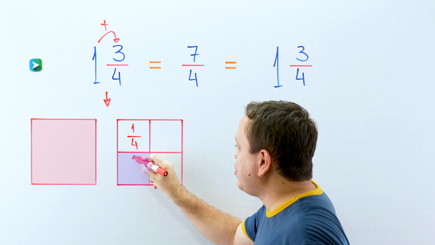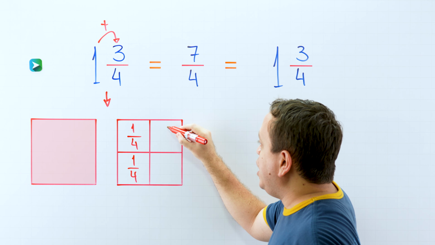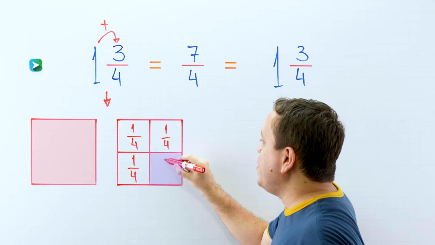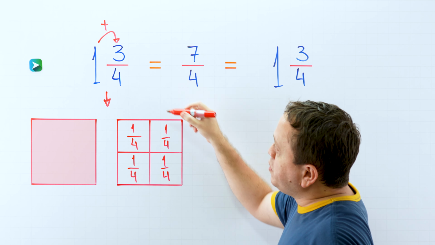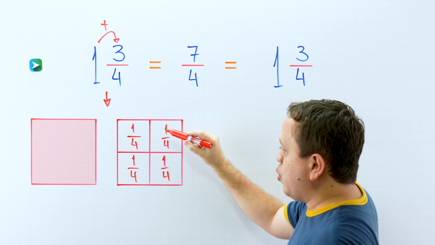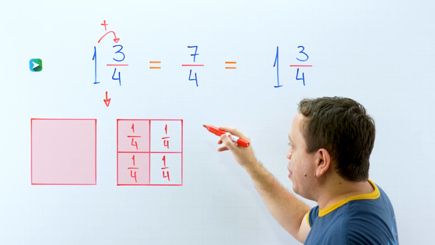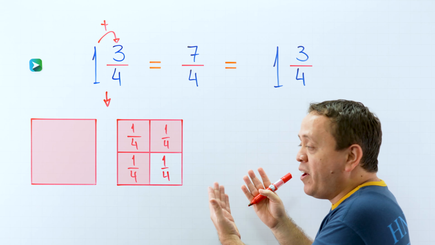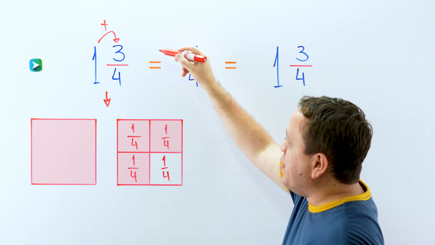The next part also represents 1/4 of a whole. Here we have 1/4 of a whole, and over here 1/4 of a whole. We need to model 3/4, so we're going to shade 1/4, 2/4, and 3/4. We're done! Here we have the model that represents the mixed number 1 and 3/4.